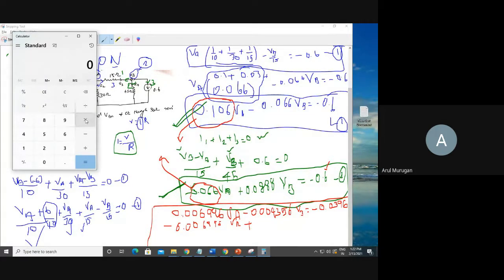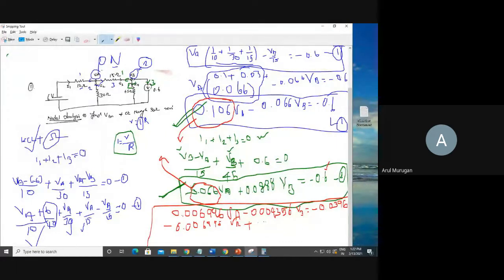Then what do you multiply? This one, 0.106, multiply with 0.0888. What is the answer? 0.009412 VB. It is equal to, keep the minus sign.